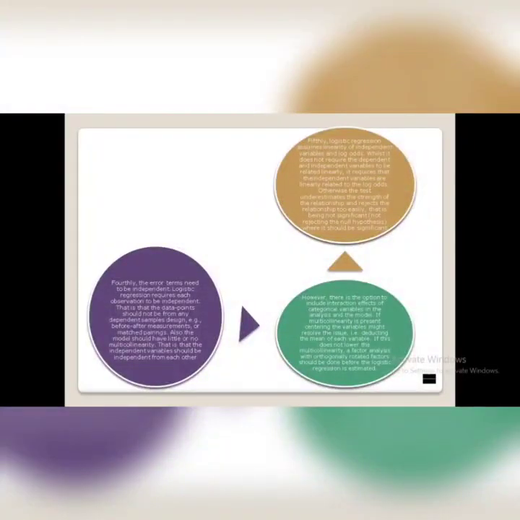Fourthly, the error terms need to be independent. Logistic regression requires each observation to be independent. That is, the data points should not be from any dependent samples design, for example, before-after measurements or matched pairs. Also, the model should have little or no multicollinearity. That is, the independent variables should be independent from each other. However, there is an option to include interaction effects of categorical variables in the analysis and the model.